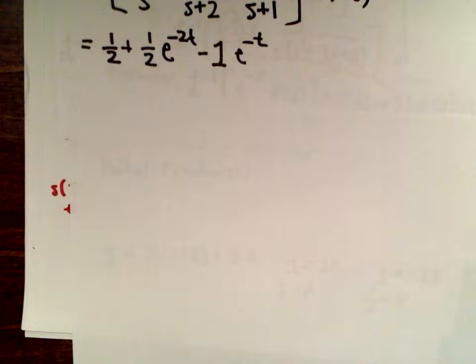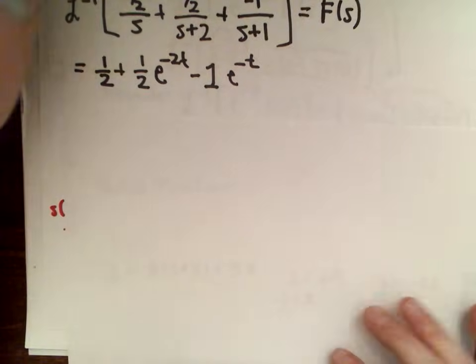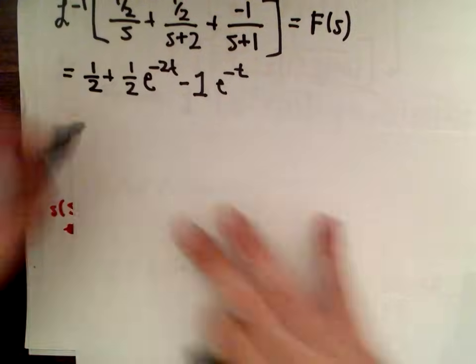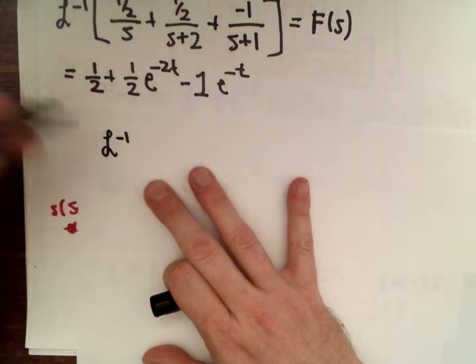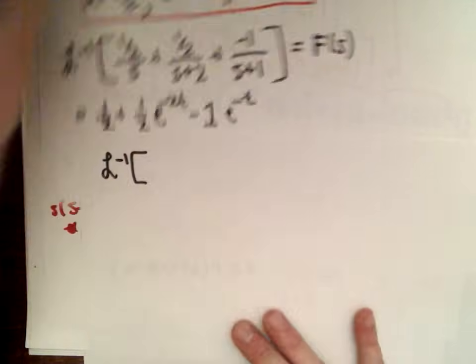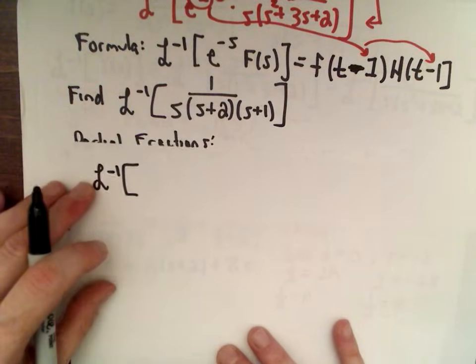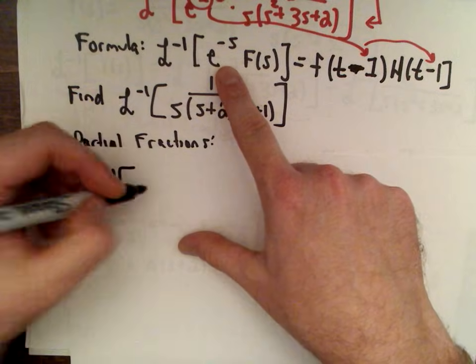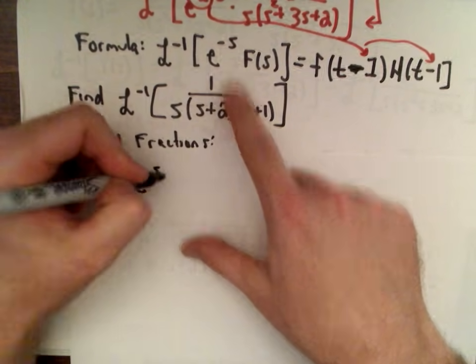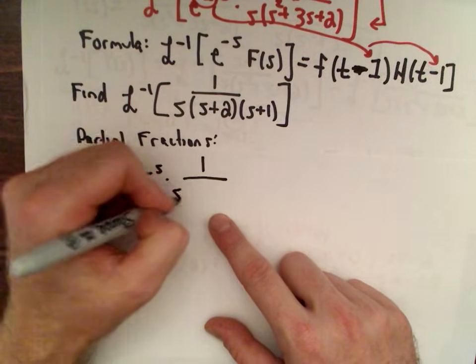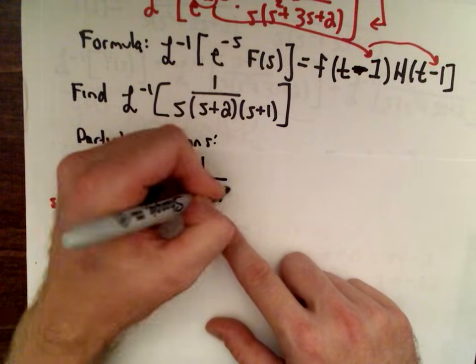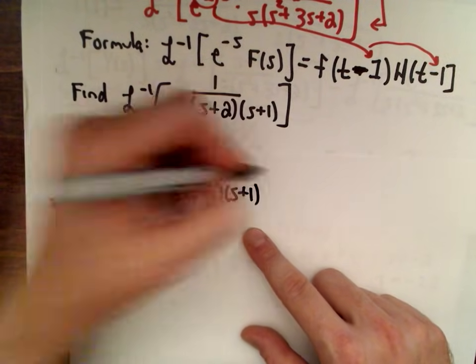Almost there now. What's the one part that we need? So if we compute this inverse Laplace transform now, the inverse Laplace transform of e to the negative s multiplied by 1 over s times (s plus 2) times (s plus 1).